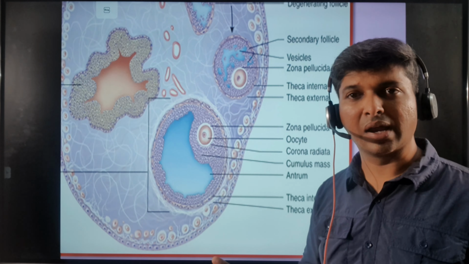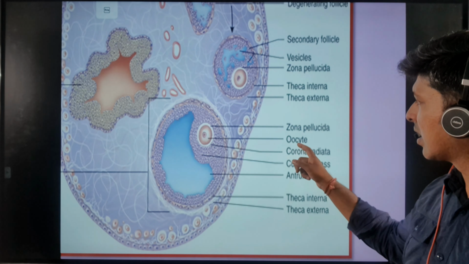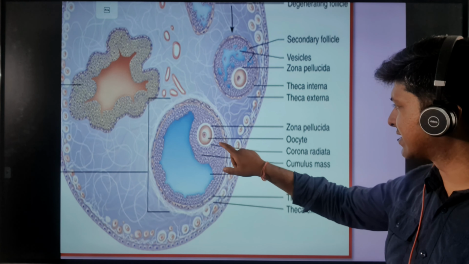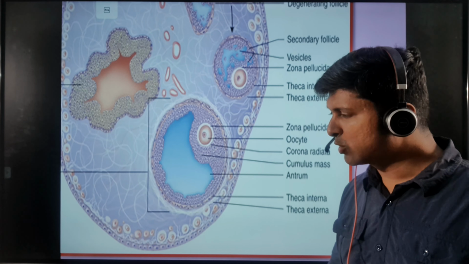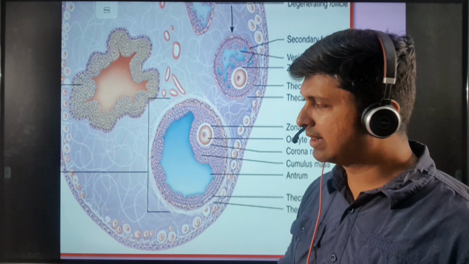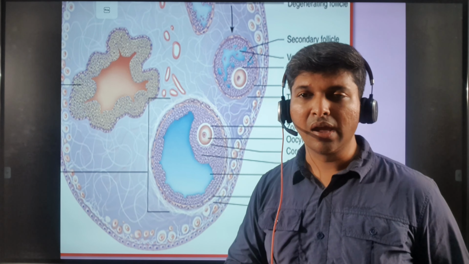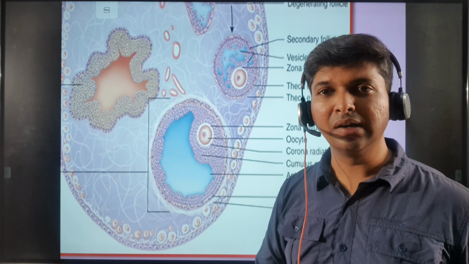I'm going to show it to you in another diagram. Okay, then the zona pellucida, I told you, is the transparent layer, and the oocyte is in the center. So what will happen exactly on the 14th day? This graafian follicle will rupture. It will rupture and it will release the egg, right?